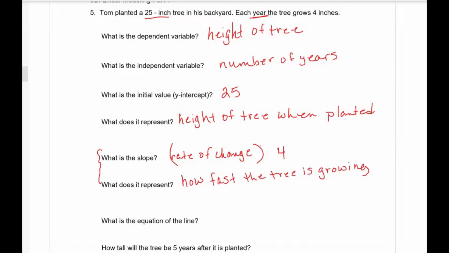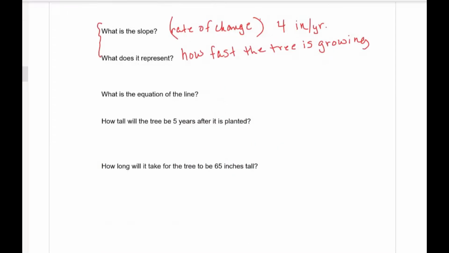And if we wanted to come back up here and put units with this 4 inches per year, we can do that. Okay, the next question, what is the equation of the line? Remember that the equation of a line is y equals mx plus b, where m is my slope and b is the y-intercept. And we've already determined that my slope is 4 and the y-intercept is 25.